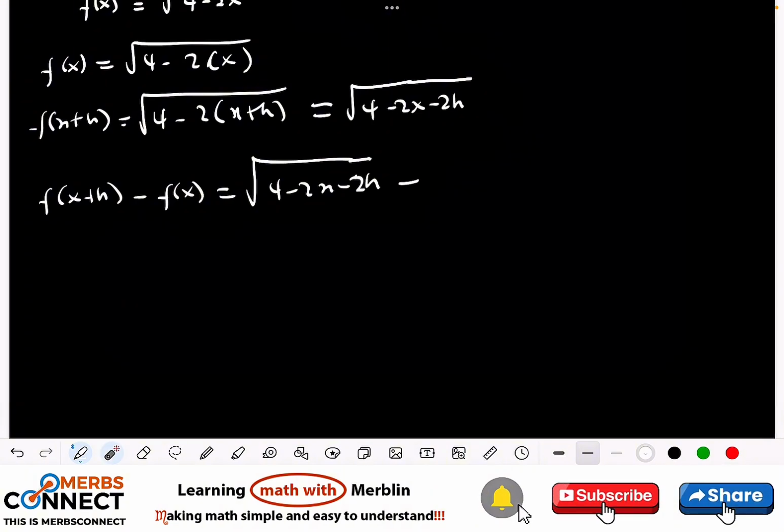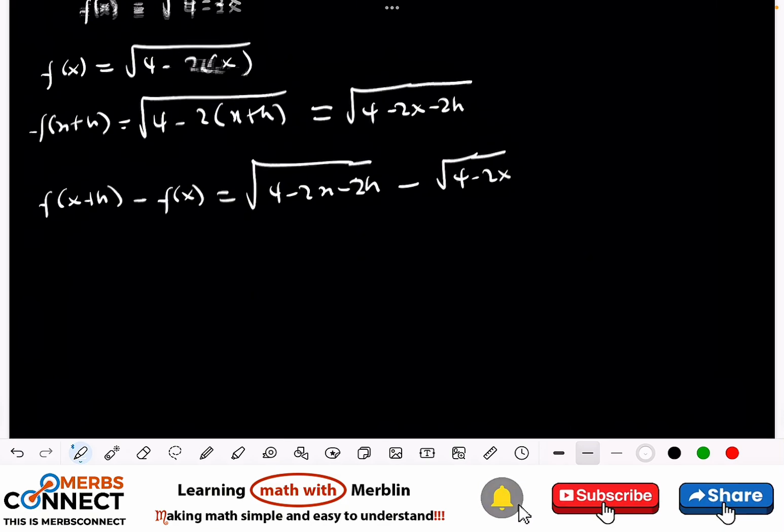minus f of x. So this one is one function. Instead of putting in parentheses, I will just leave it like that, 4 minus 2x. Now, can we simplify this? Yes, we can simplify this.